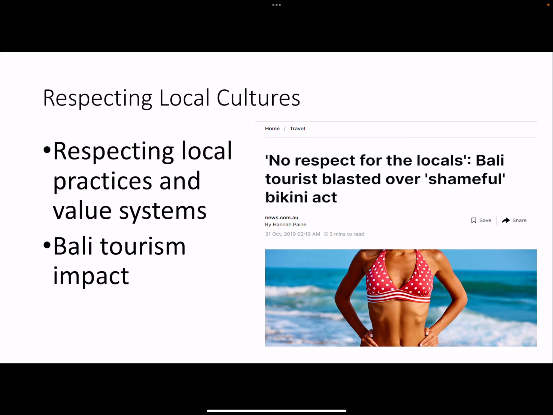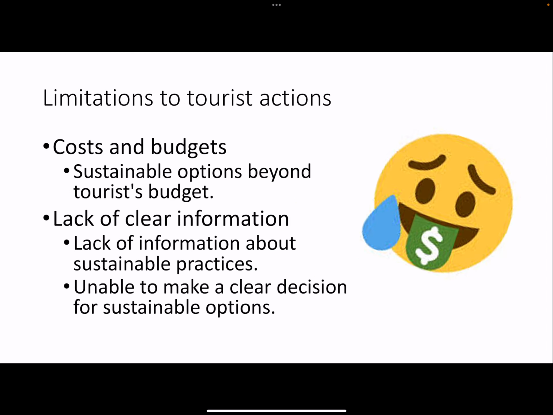Australians come surfing. So when they arrive and they wear the bikinis, right, this was a big problem initially for the Balinese population, right? So respecting local culture, respecting the fact that what you wear, what you say, how you interact, may not exactly be the best thing for that local population there. Okay. Once again, limitations to tourist actions.